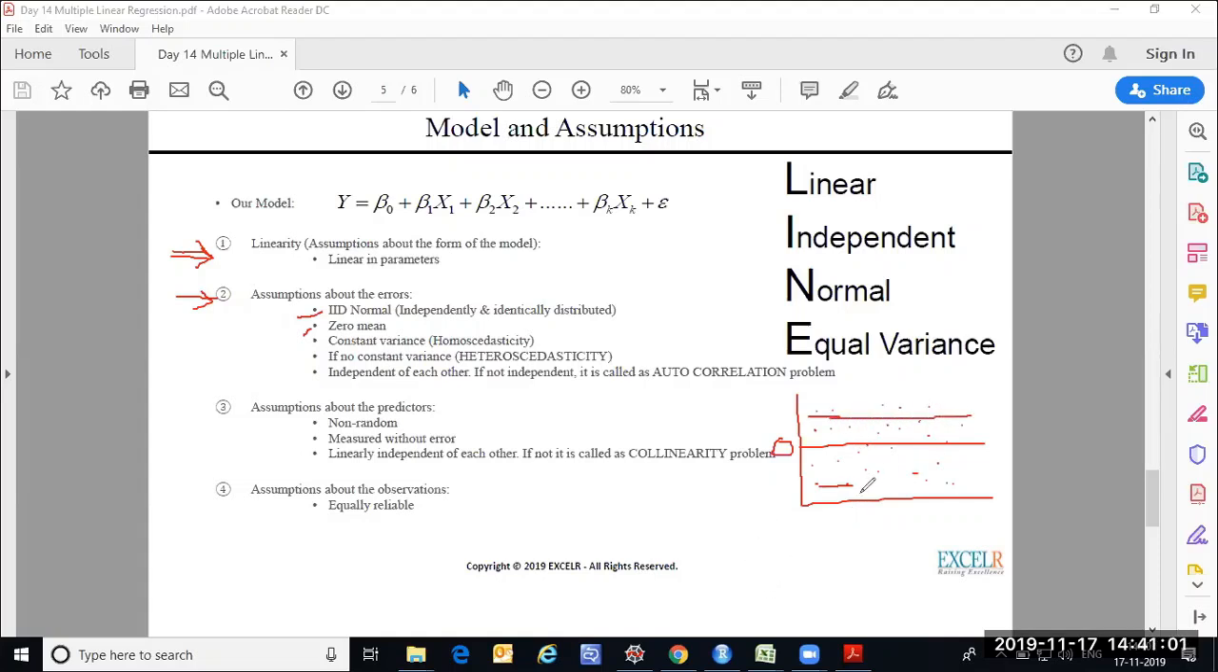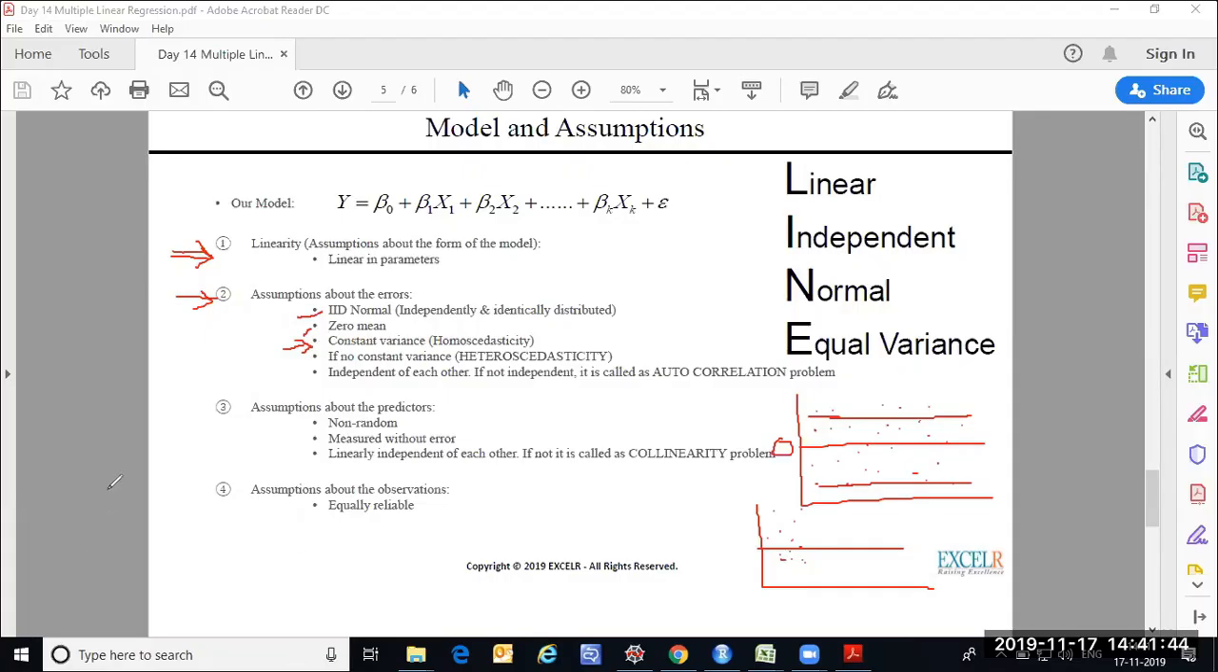So this is how the errors are plotted. That means the errors are symmetrically distributed across the mean 0. Otherwise, if it maintains any patterns, you have more errors plotted on this side, very few errors on this side. That means they are not identically distributed. Okay. And the mean of the error should be 0. And the error should maintain a constant variance, which is called homoscedasticity.